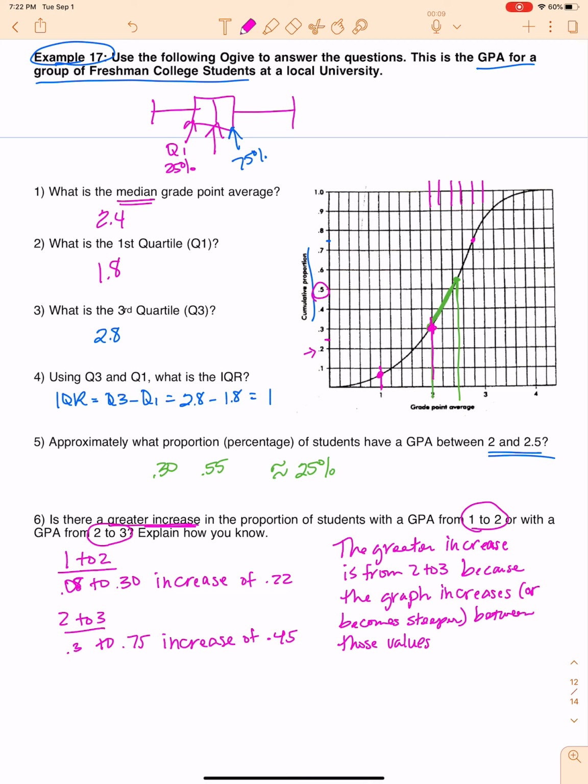And I should have written in here, the greater increase is from 2 to 3 because the graph increases more between these values. God, my handwriting is horrible. Then between 1 and 2. Okay, so that is going to be your answer. So enjoy your homework. Hey, have a great time.